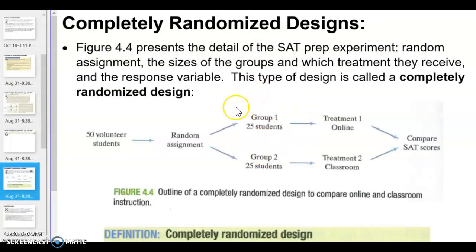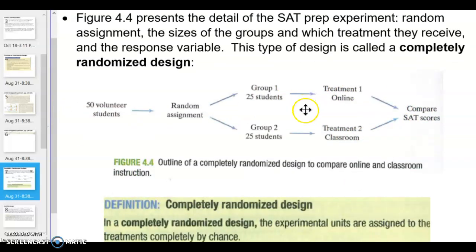So here's a completely randomized design. It's a little diagram, which can be used on the AP test, but there are some other things on the next slide or 2 that talk about other things you want to do. So you take your students, you randomly assign them into 2 different groups, you give them the treatment, and then you compare the results. So this is a nice flow chart way of looking at it.